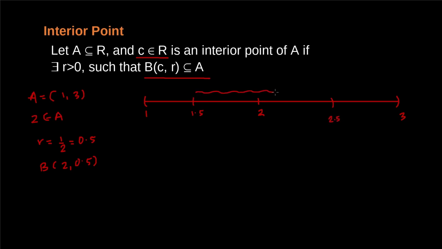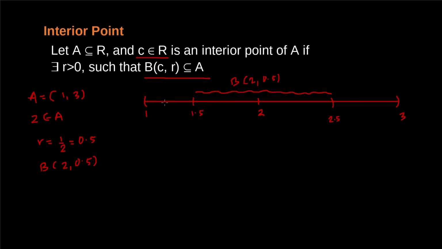So this represents the ball with center 2 and radius 0.5, and we can see that it lies entirely in the interval (1, 3). So we can say that this point 2 is an interior point of this set A. I hope this gives you a clear idea about an interior point.